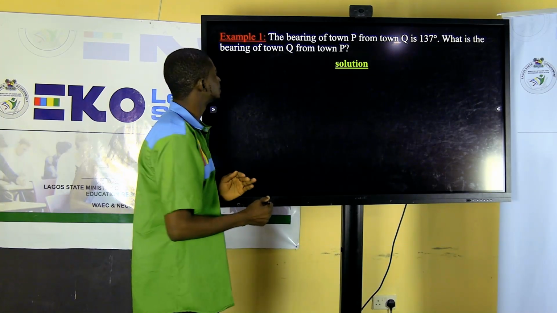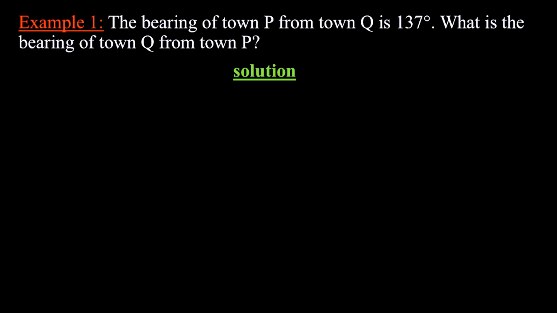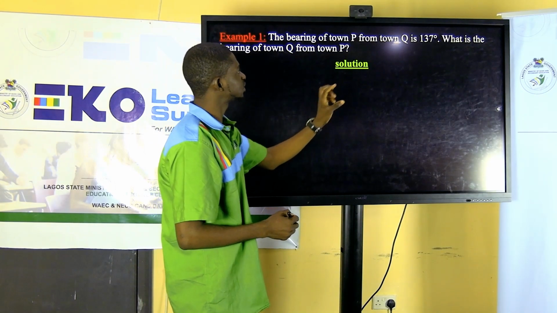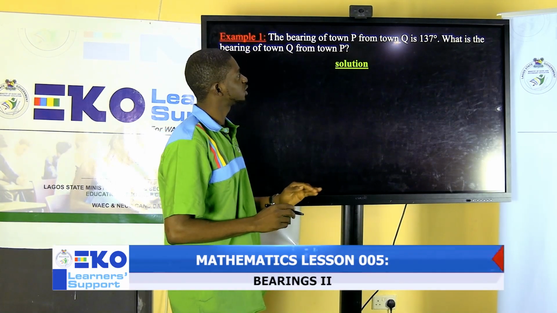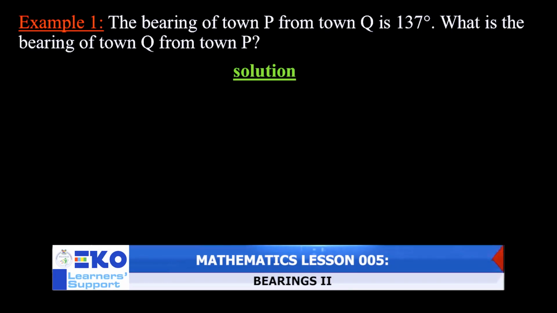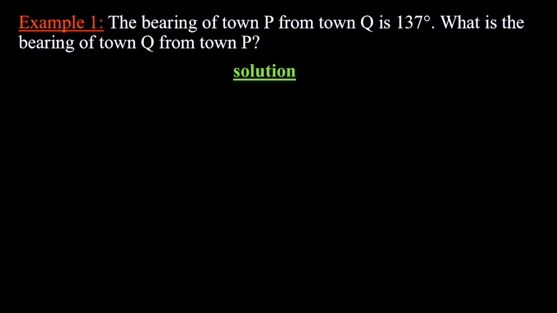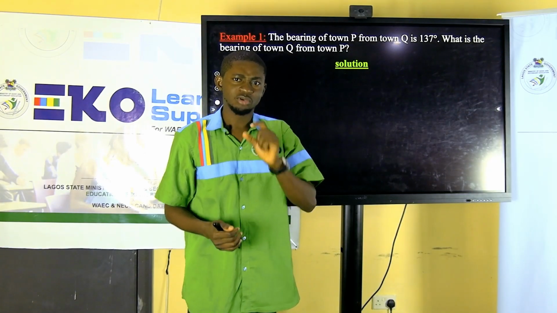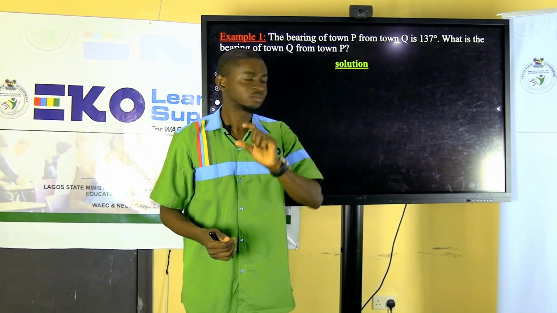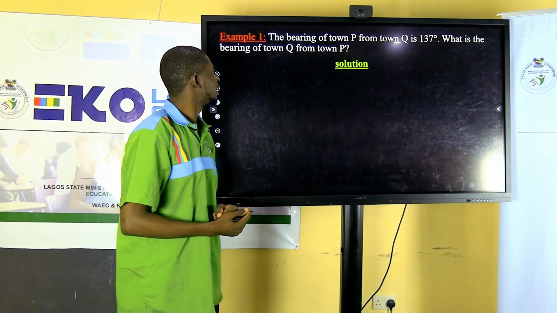Now that we understand that, we want to look at the bearing from one point to another. And that is what this example is going to teach us. Let's take a look at this. The bearing of town P from town Q is 137 degrees. What is the bearing of town Q from town P? Students often make mistakes when interpreting this because of that word from, of, from, of. So we are going to simplify it in this example.